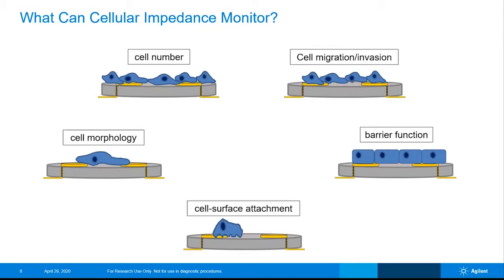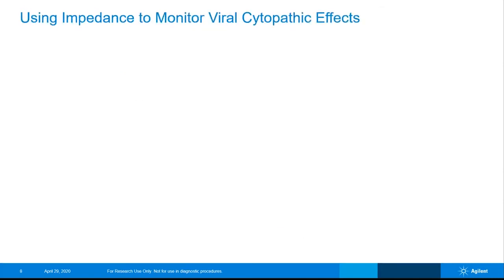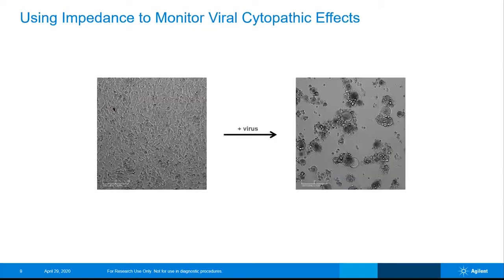Impedance's ability to look at a wide variety of cellular phenomena actually makes it a really useful tool for virology assays. The reason for that is that a standard viral cytopathic effect includes 4 of the 5 things that I've just mentioned to you. Over the course of viral infection, you typically observe changes in cell number, cell size, changes in the cell substrate attachment strength, and also changes in barrier function if you happen to be using a cell type where that's relevant.